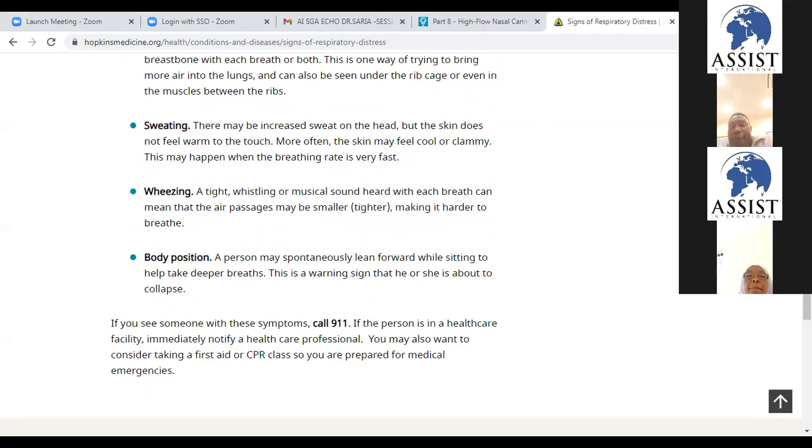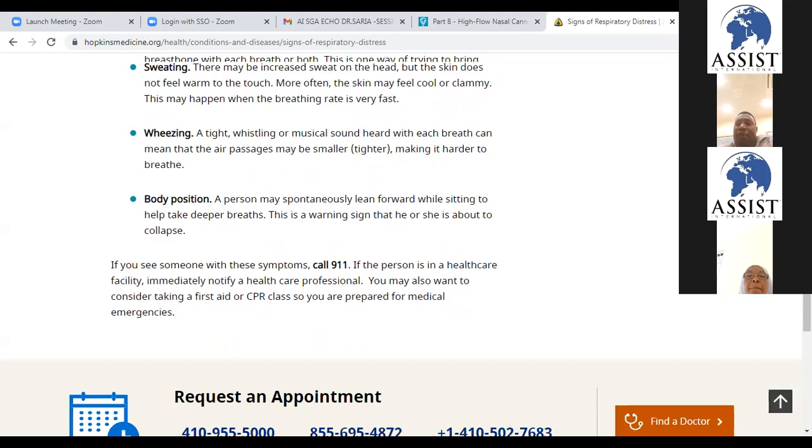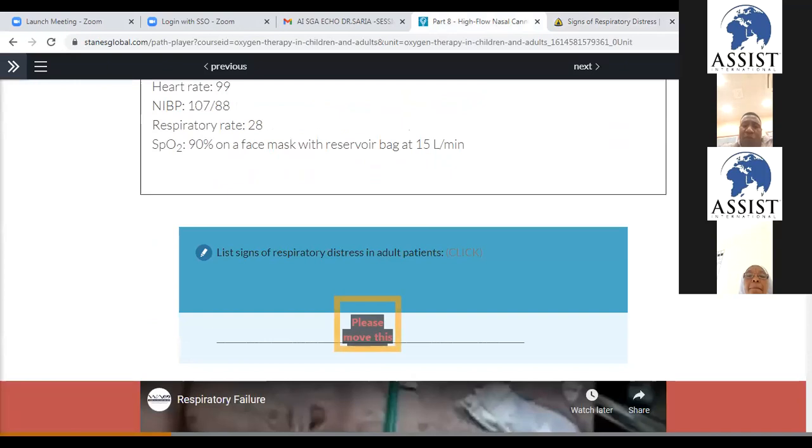So these are the signs. When you see any of these, it is not necessary to have all of these signs, but having only one or two is enough to say this patient is in respiratory distress. Of course, as Julian said, altered mental status. This is the late presentation. When all this fails, the patient becomes hypoxic. The brain is not getting enough oxygen, and then the patient starts being confused. So these are the signs of respiratory distress.